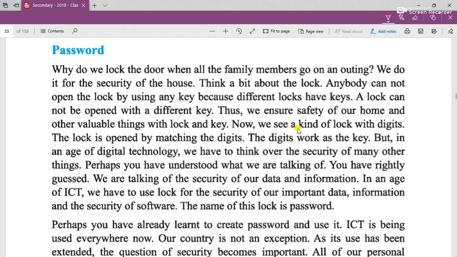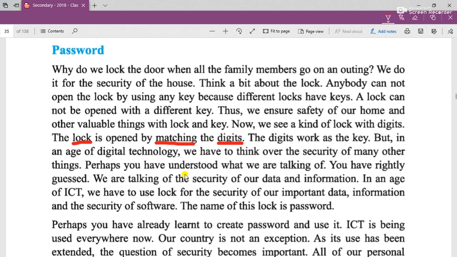Now we see a kind of lock with digits. The lock is opened by matching the digits. The digits work as the key, but in an age of digital technology, we have to think over the security of many other things. Perhaps you have understood what we are talking of.